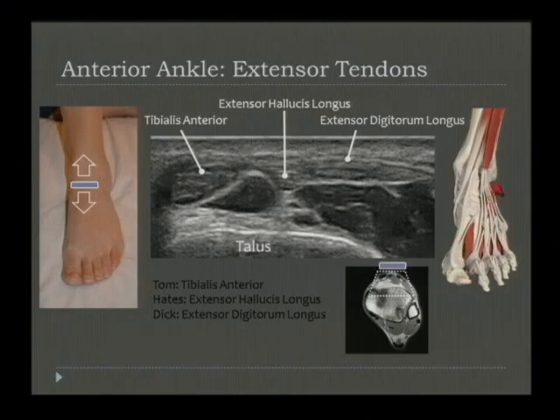and the extensor digitorum longus above the tibiotalar joint usually looks like a single tendon with a tendon sheath, and then subsequently, as you image more distally, will turn into 4 separate tendons extending to the 2nd through 5th digits with their own tendon sheaths.